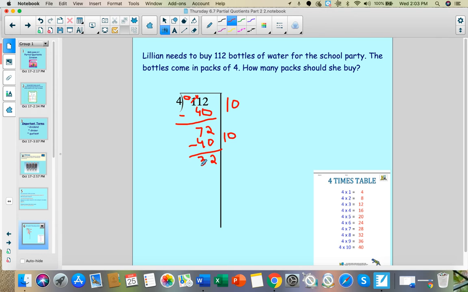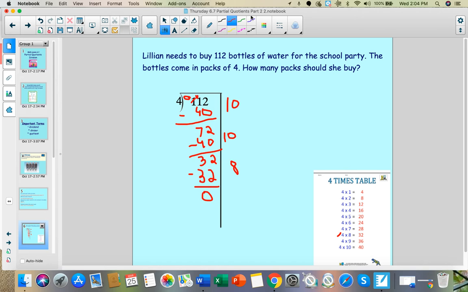Now, we know our 4's facts, so we're going to go look here and say, oh, wow, look at this. We have a 32 right here. So 4 times 8 is 32. So I'm going to just use 4 times 8. And you subtract, and you get 32, and you get 0.